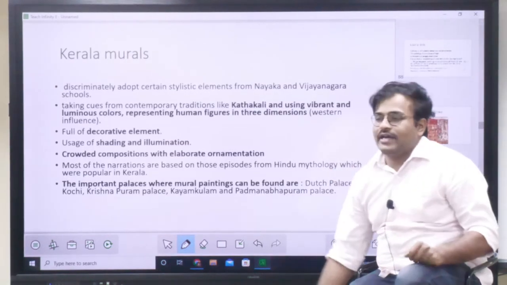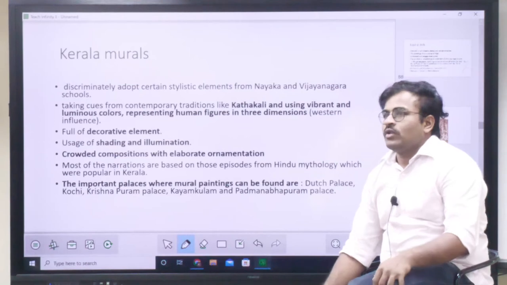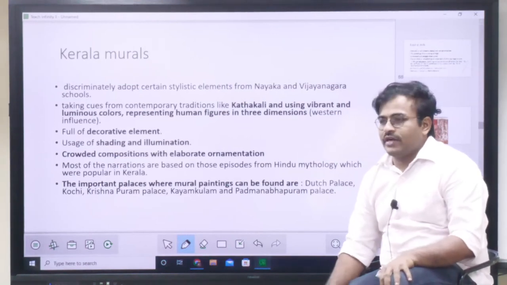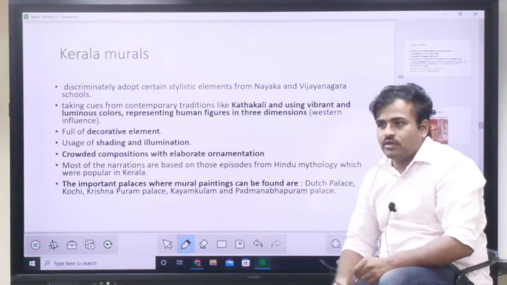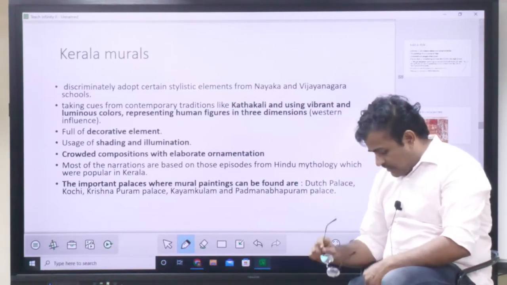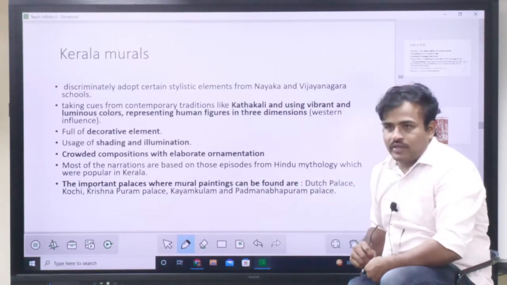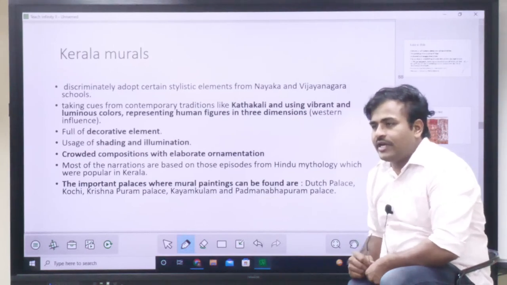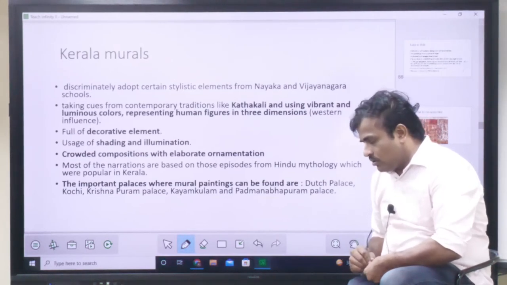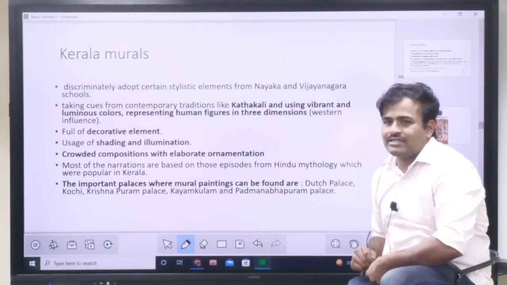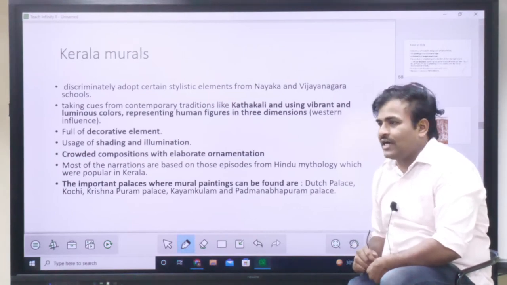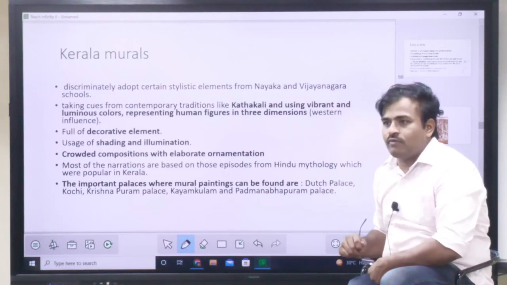The next one is Kerala murals. This is the last mural tradition of India, and these were presented during the modern times. In modern times, the Nayakas who were present in Kerala got influenced by the European painting tradition of the Portuguese, Dutch and English, because they started entering Kerala from the time of Vasco da Gama.